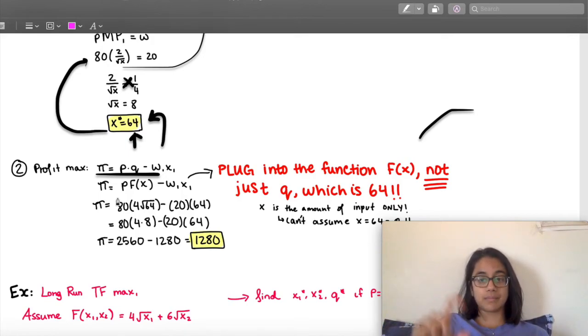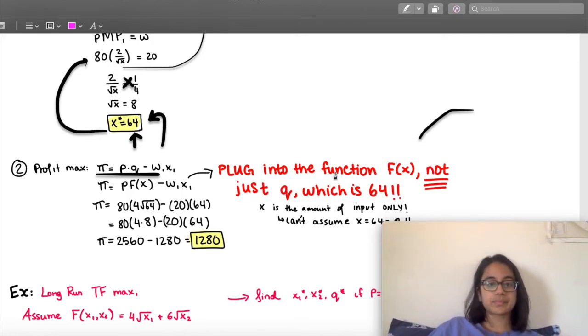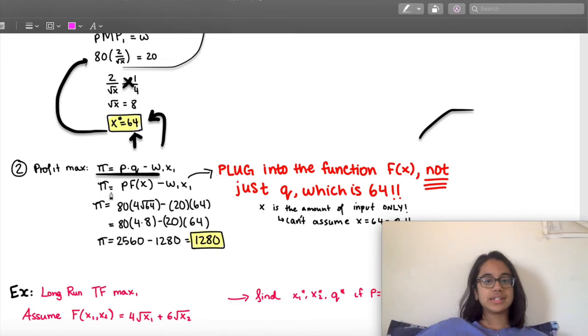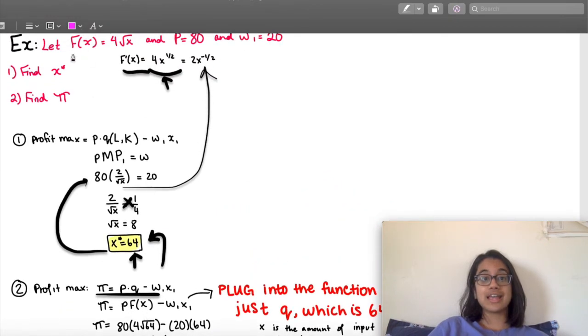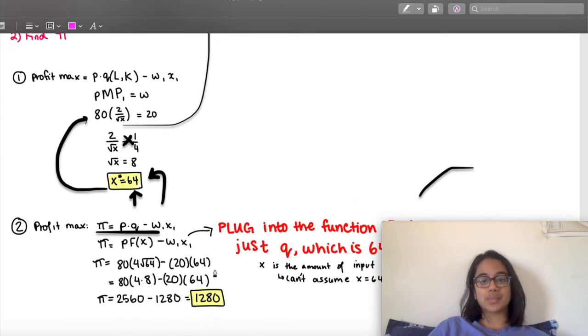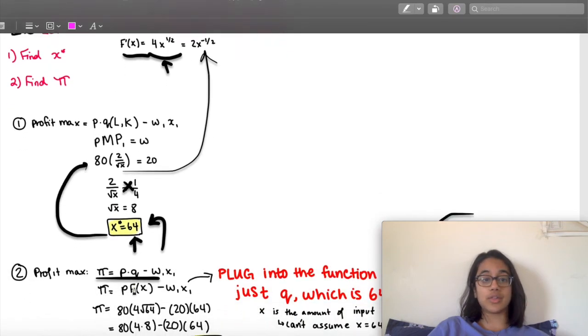This little note is really helpful. So the profit is P times f of x minus wage 1 times the cost of that, or quantity, good 1. And then profit is 80, which is a price, times 4 times the square root of 64. Because looking back at our production function, f of x is 4 times the square root of x, and we just plug that x into that. And then minus wage is 20, we know that, and then x1 is 64, because we know that from our previous problem.